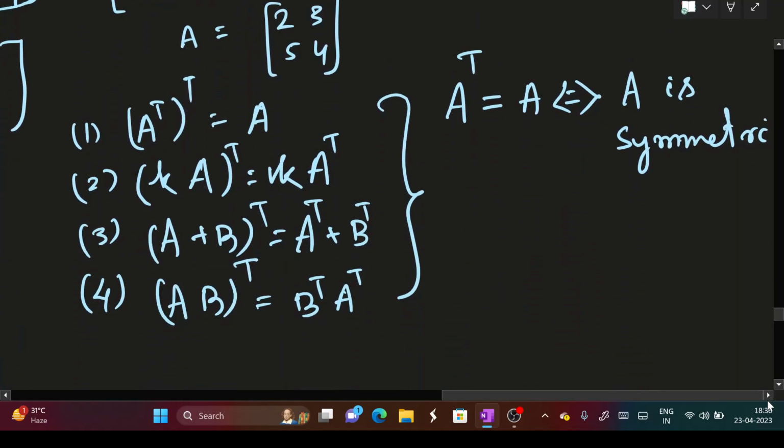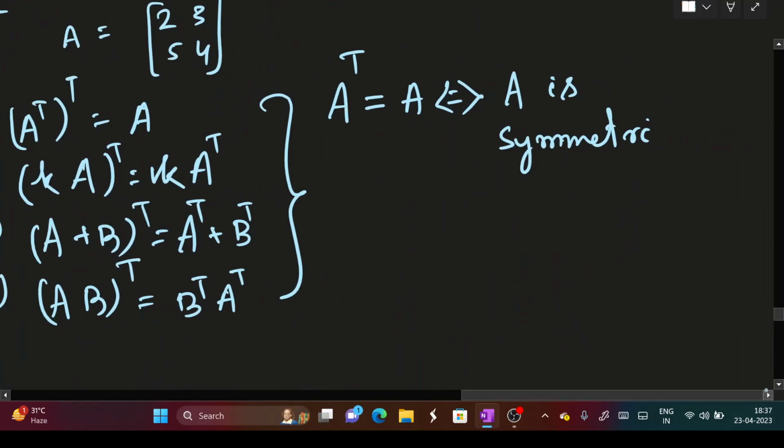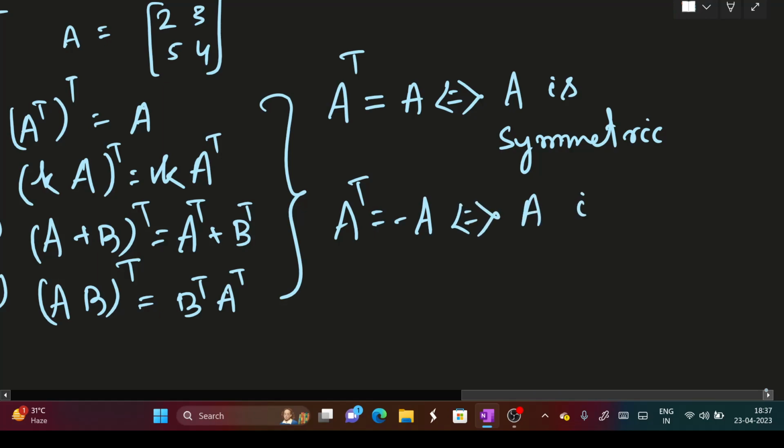A is a symmetric matrix. And if A transpose is equal to negative of A, then A is a skew symmetric matrix. A is skew symmetric. SKEW. Skew symmetric.